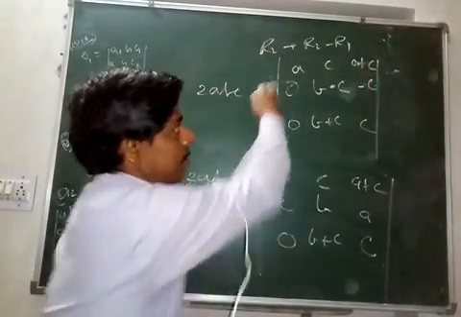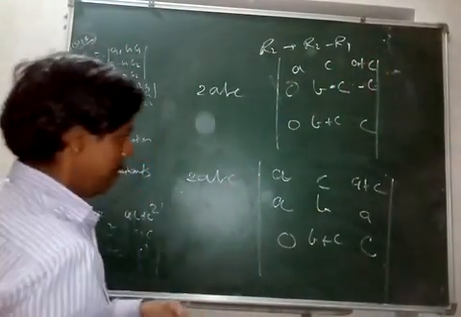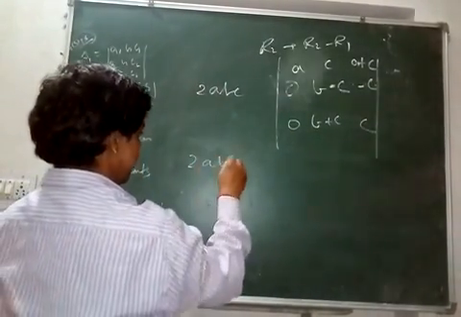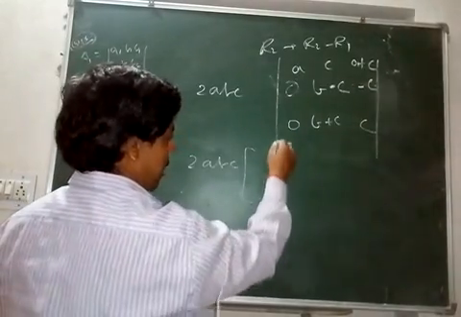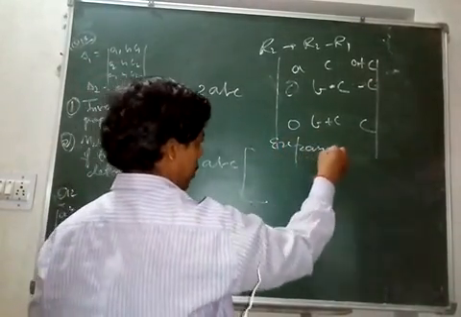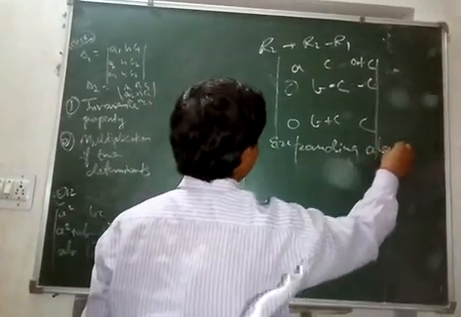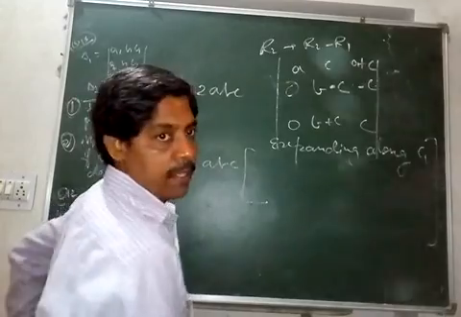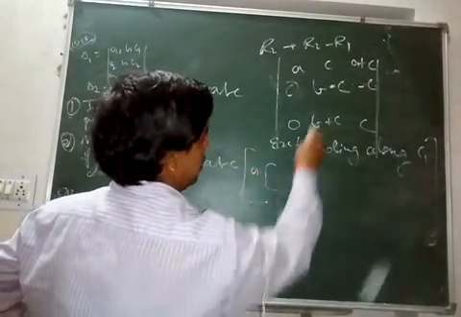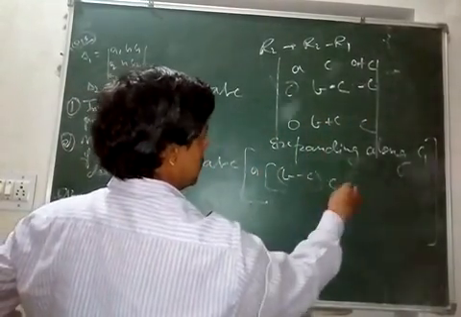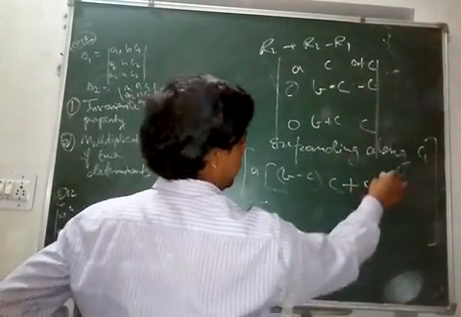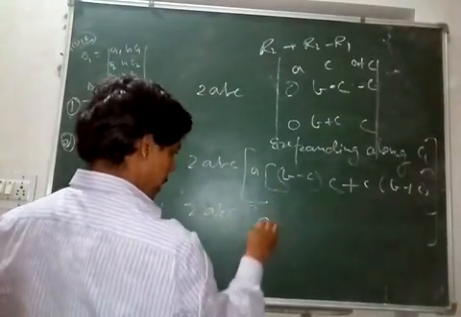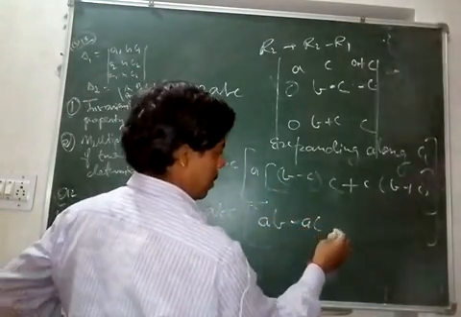Now just expand along the first column. What you will get, because there are 2 zeros there. This is the most important step. You got 2 zeros, so 2ABC is outside. And now expanding along which one? C1. What you will get? Expanding along C1, you will get A is outside, B minus C multiplied by C, and minus plus C multiplied by B plus C. So you get 2ABC, A into B, AB minus AC, right?